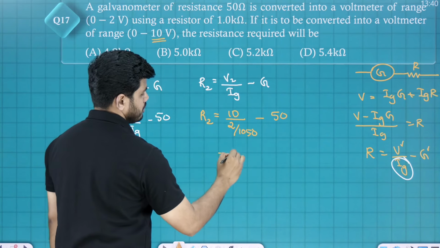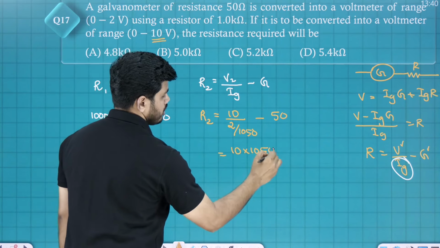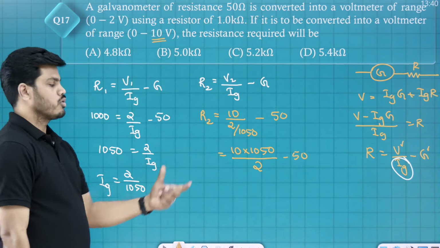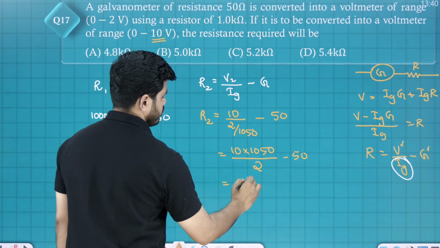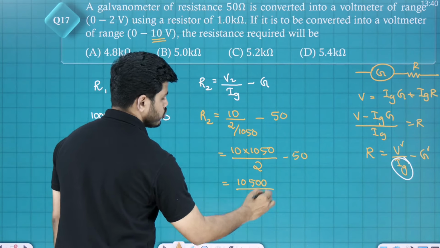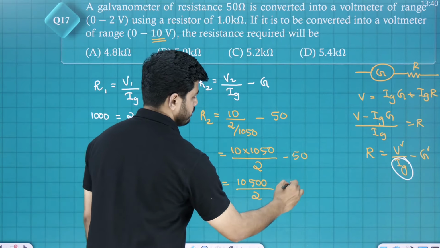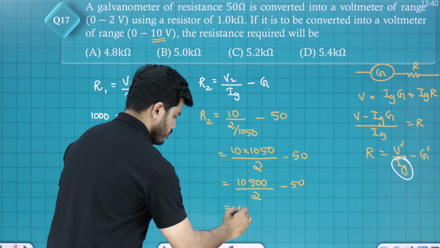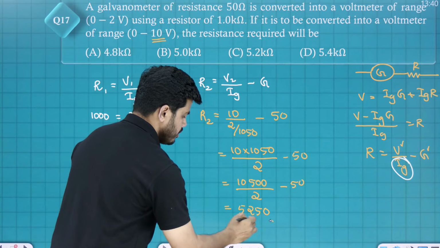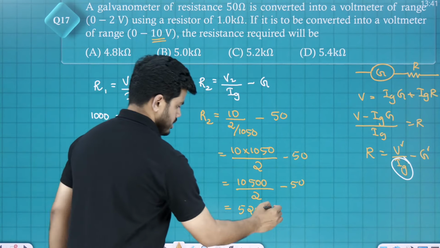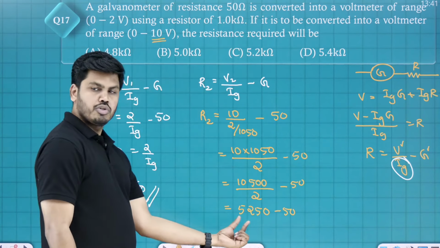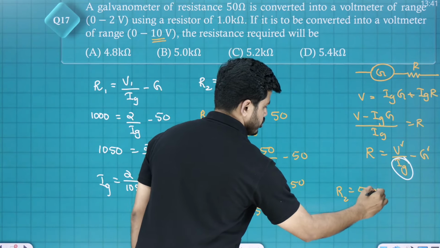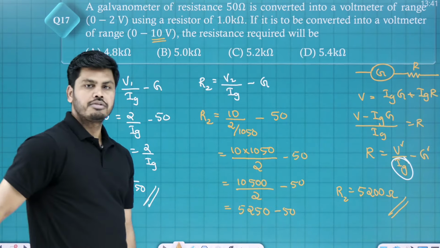See, that 1050 comes up: 10 into 1050 divided by 2, minus 50. That's the value of your R2. See, this is going to be 10,500 divided by 2, minus 50. Yes, 10,500 is going to be half of the 10,500. So we get 5,250 minus 50. So from 5,250, if you subtract 50, what will you get? R2 is equal to 5,200 ohm. That should be your answer.